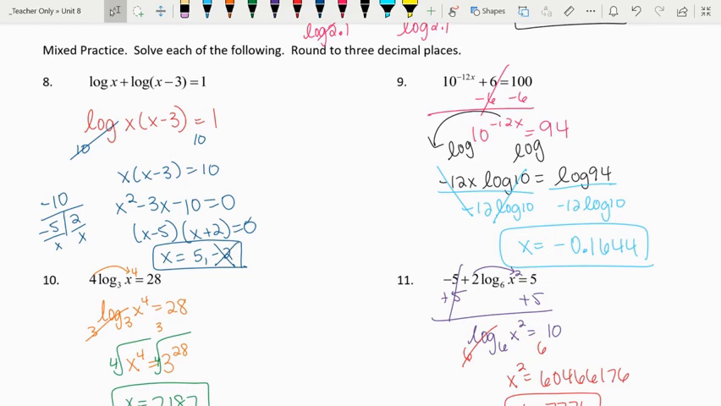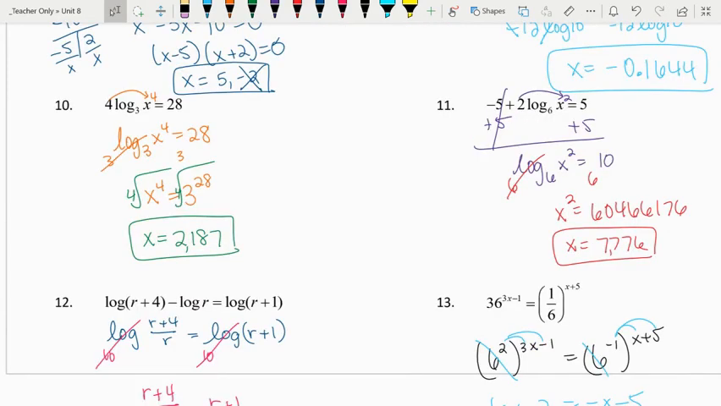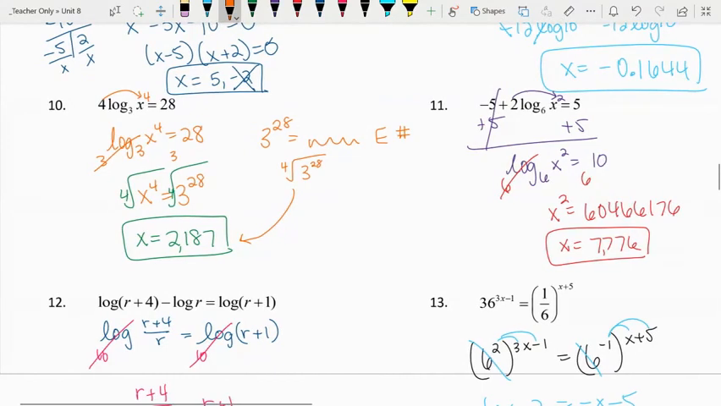Number 9, you have to subtract 6 and then you log both sides. From there, we throw the negative 12 out in front. And then you can divide by negative 12 and log base 10 at the same time if you would like. Number 10, you needed to make the 4 an exponent. And then you would exponentiate both sides. Number 11, you needed to add 5, and then you can exponentiate both sides.